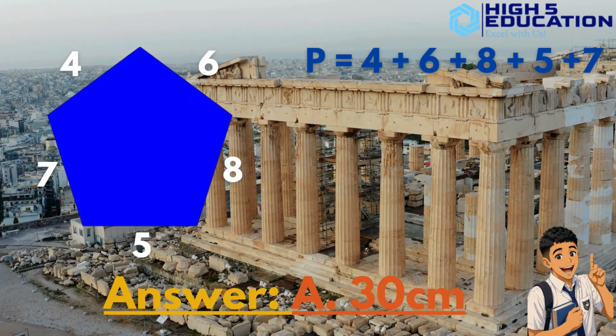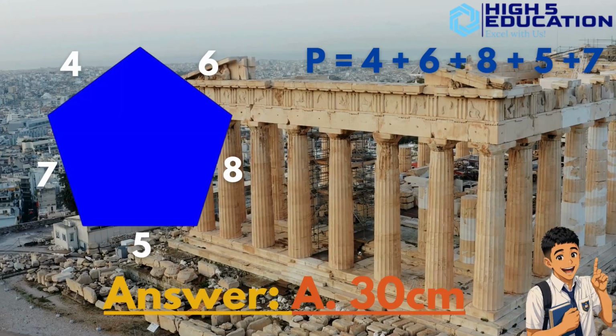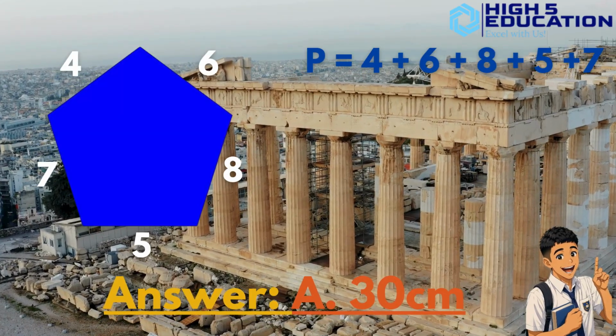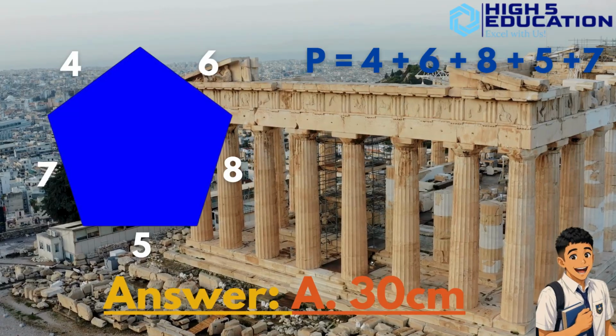Remember, mathematicians, even when a shape looks complicated, finding its perimeter is simple. Add the lengths of all the sides.